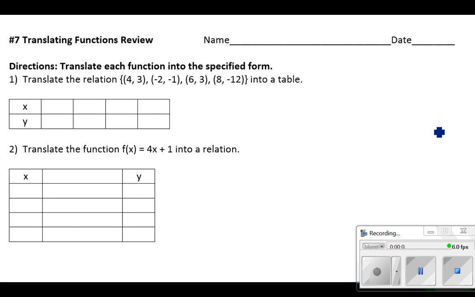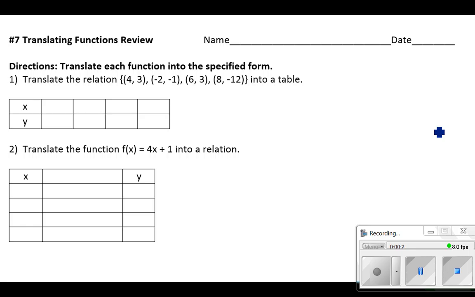7 is translating functions review. And the directions say to translate each function into the specified form. So if you have a table, you can turn it into an ordered pair, which is called a relation, an equation, a graph, and also a word problem. So let's look at number 1.